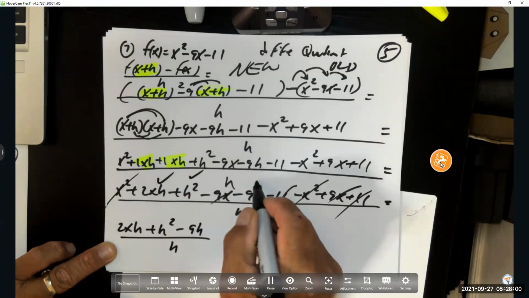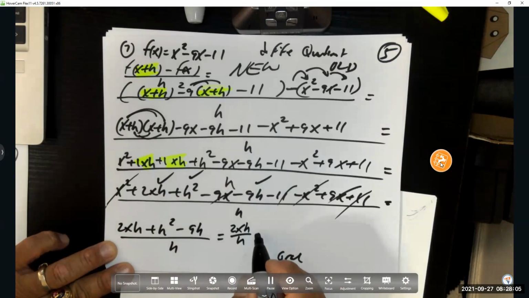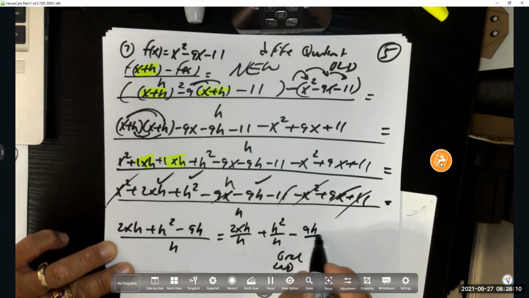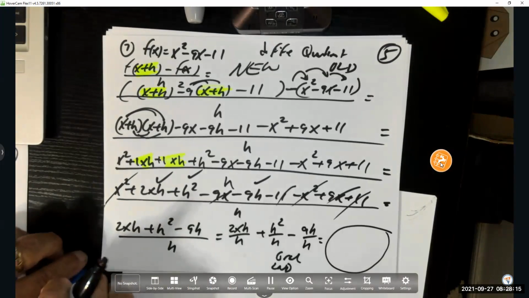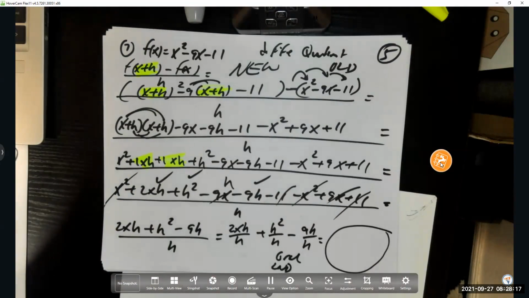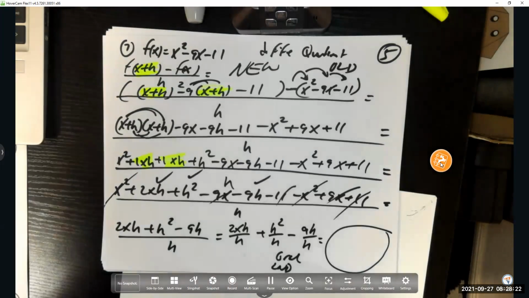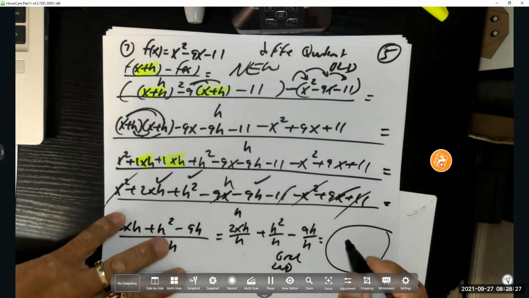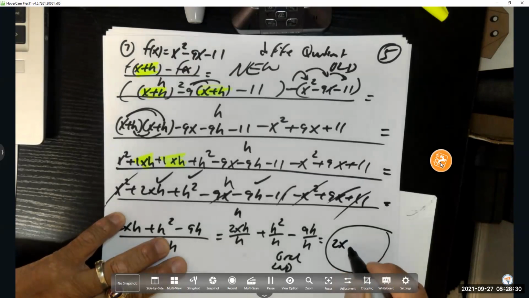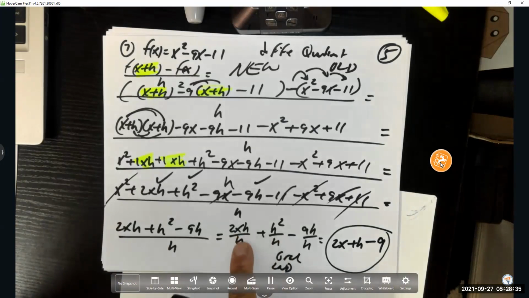These are left over right here. And there's going to be 2xh over h plus h squared over h minus 9h over h. And all that becomes what? So if I fix this one up some, reduce it, what do I get? 2x plus h minus 9. Yeah, 2x plus h, and then you said minus 9 at the end? 2x, h, and minus 9.